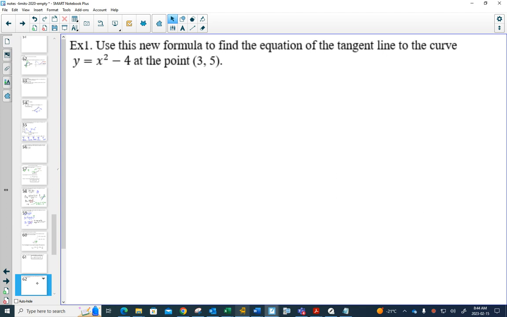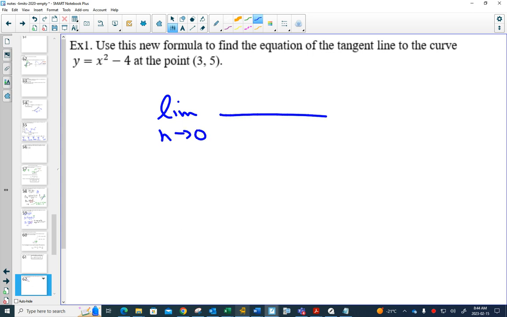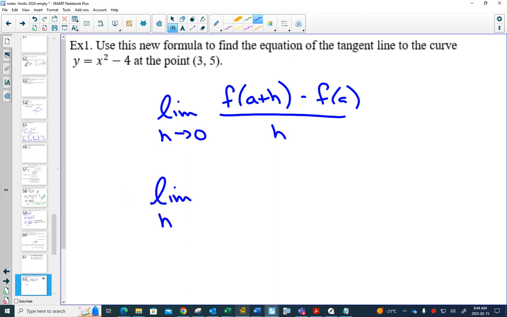So here's our new formula. We've got the limit as h goes to 0. H is on the bottom, so we're still dividing by 0, causing a problem. And we have the y-coordinate of one minus the y-coordinate of the other. So our slope is equal to this, our slope of our tangent. Now, we're finding it at the point (3, 5), so this will be what we plug in for a.